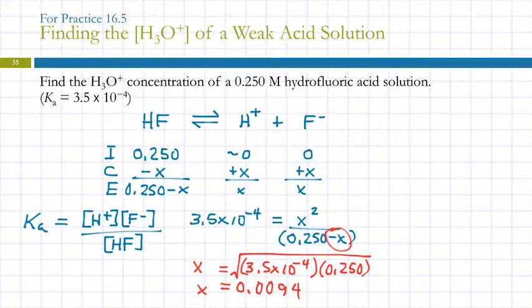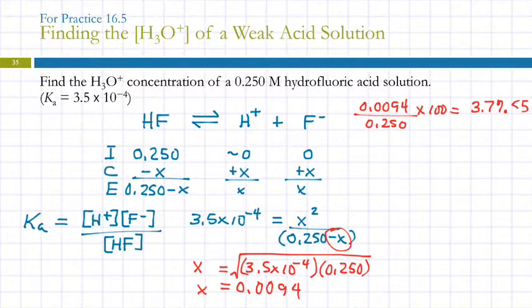So to test that, we take this 0.0094 and divide it by 0.250, because that's what we're subtracting it from. Multiply by 100, and that should be less than 5%. And it is, it's 3.7%. So if that's less than 5, we're okay. If it was greater than 5, then we need to use the solver and do the whole thing.